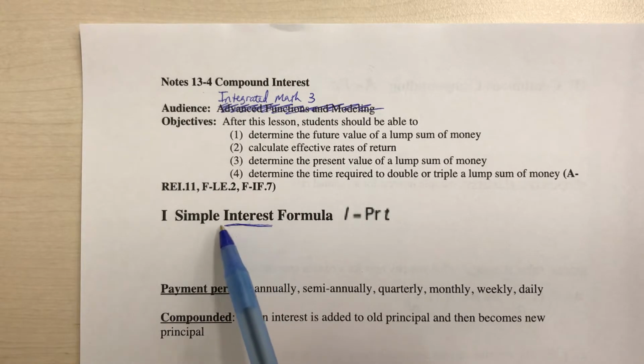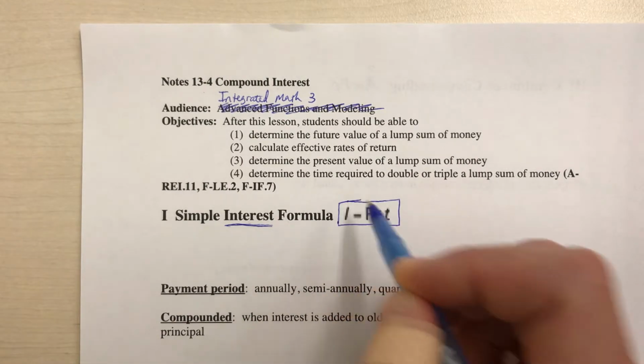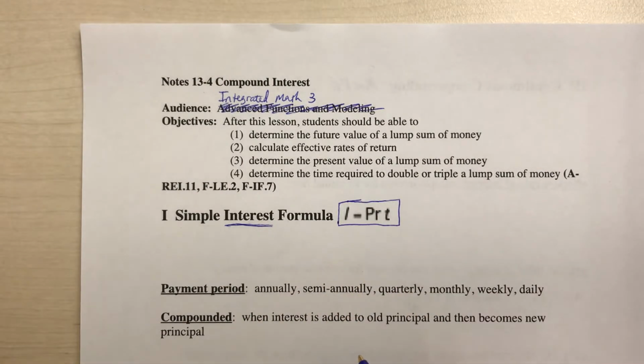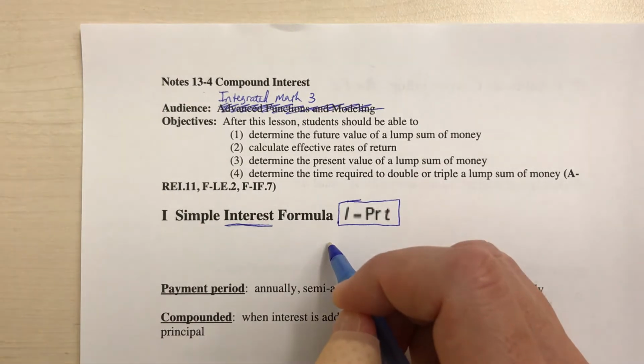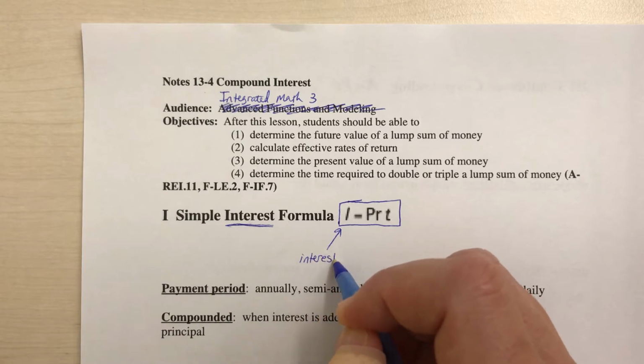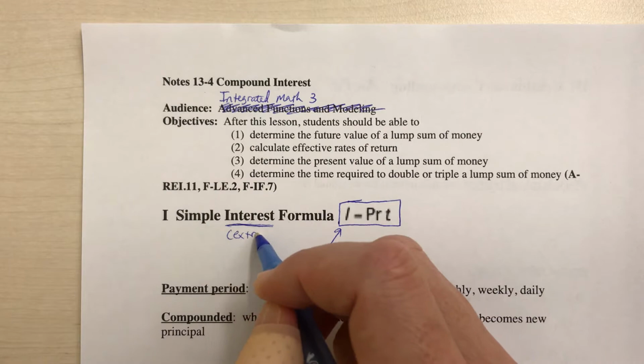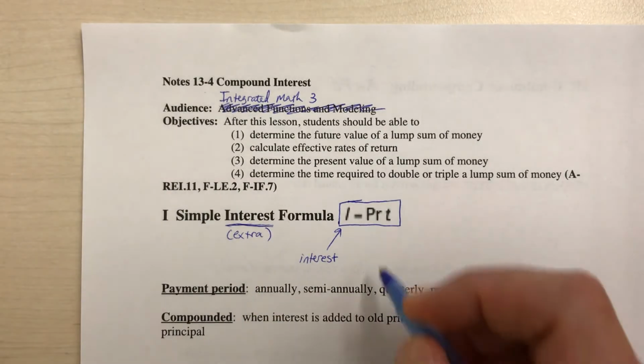Simple interest is the idea that one time each year, maybe at the end of the year, you get paid a certain percentage. And so here's the formula. It's I equals P times R times T. So you see a lot of variables here. I is the interest. So that's the amount of extra money that we would make or that we would owe.